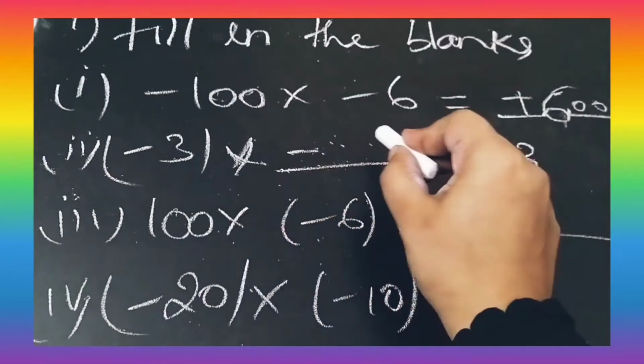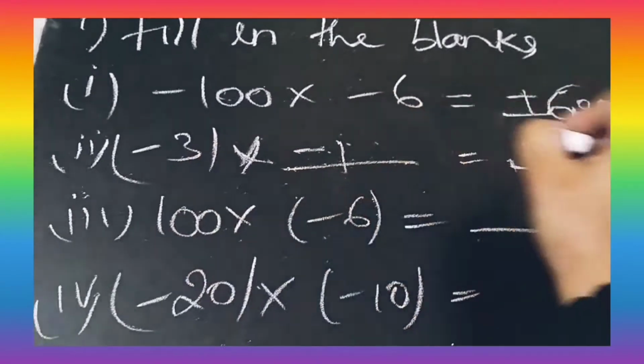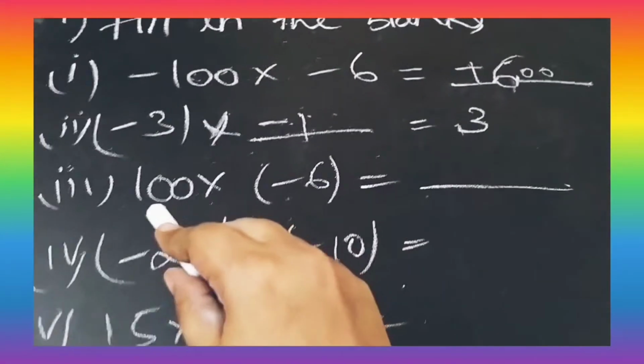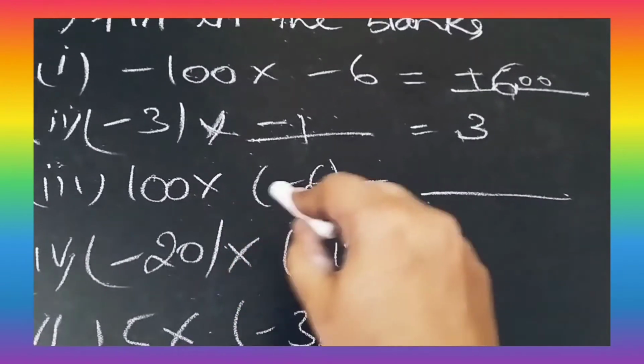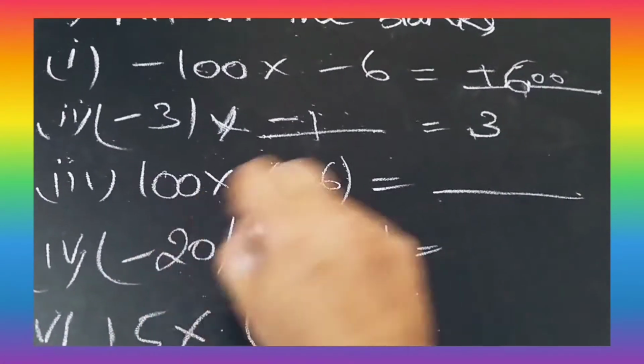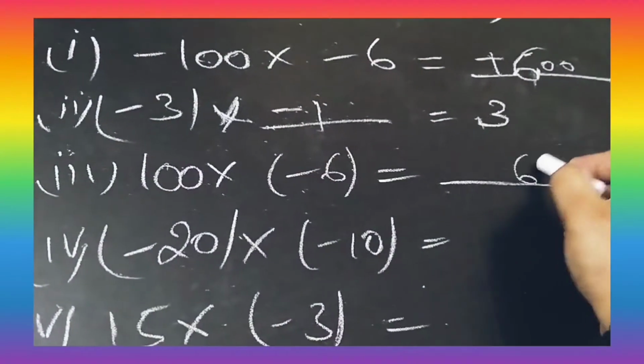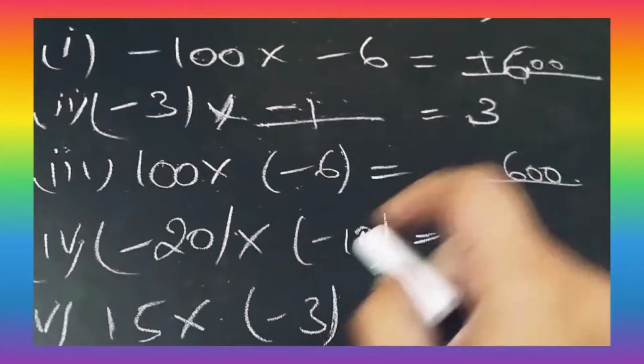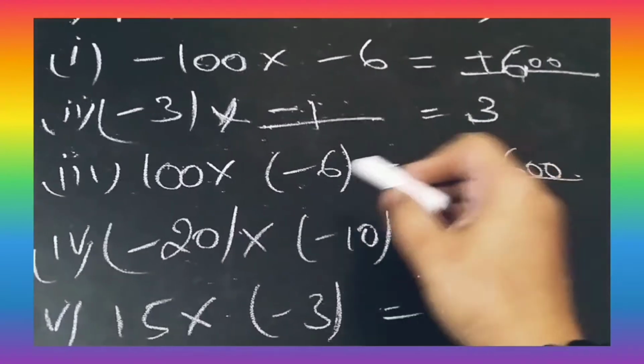So here you have to write 1. 3 ones are 3. Now 100 into minus 6. Again what you have to do here, 1 sixes are 6, you have to write 600. Then what you have to do here, you have to write the minus.